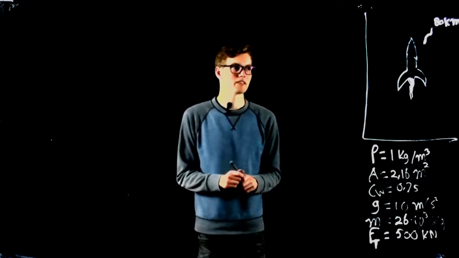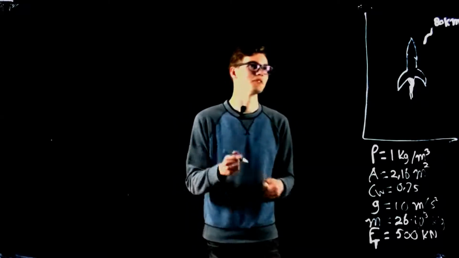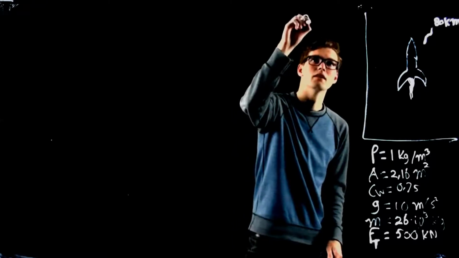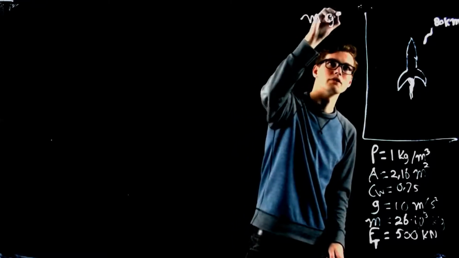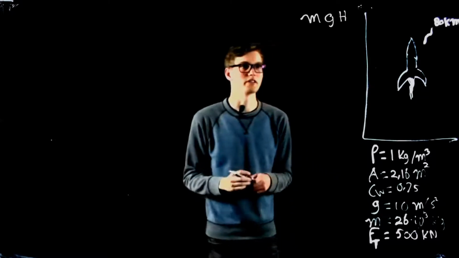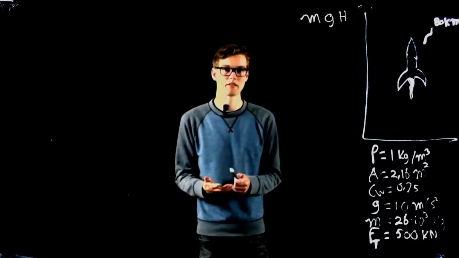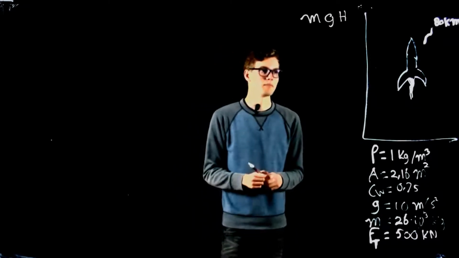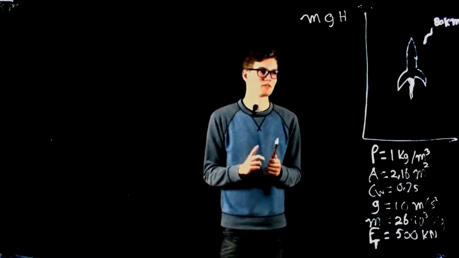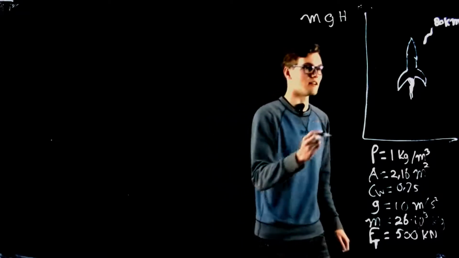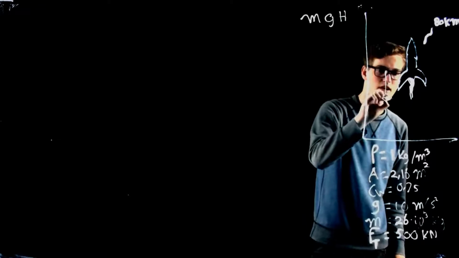Well, you might think that the work that needs to be done is simple. It's simply the energy it has right now, saying it's mgh. It's potential energy. That's all the energy that needs to be dissipated, so that's easy. Well, then you would not take into consideration that the rocket is moving downwards.